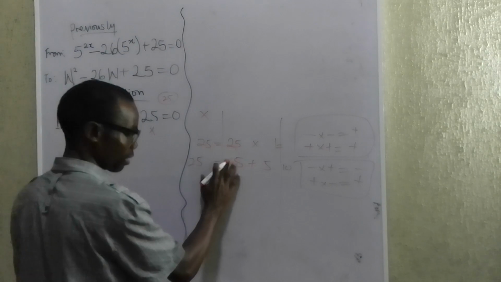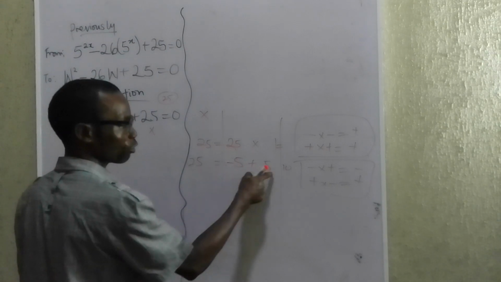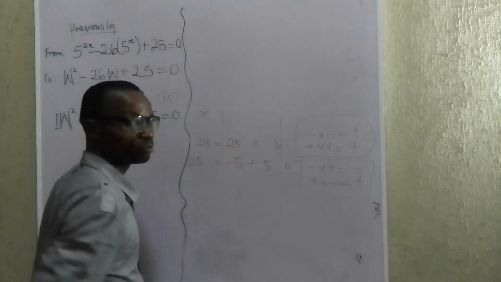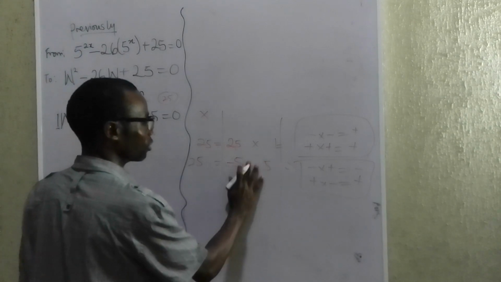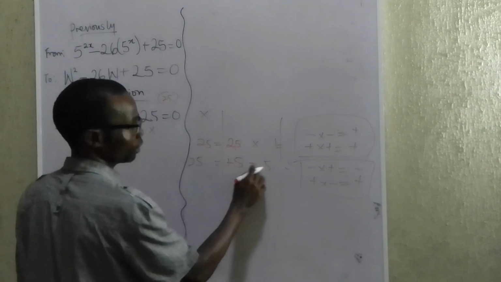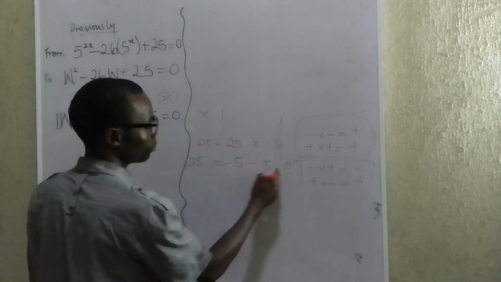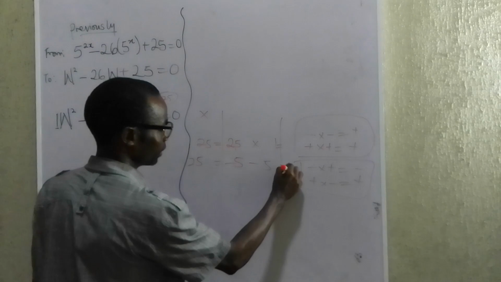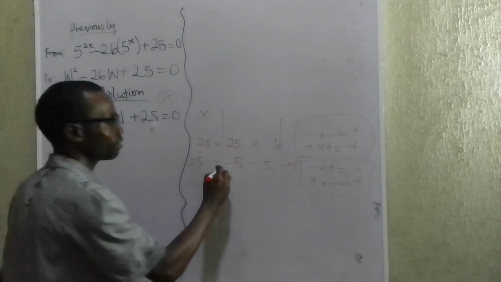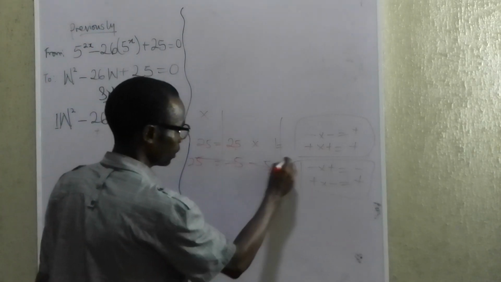If I put minus 5, plus 5 will give me 0. So if I also put the minus here, minus 5 plus 5, it will give me 0. If I put minus here, it's going to be minus 10. So anything above 5 will not go. So take this one away.